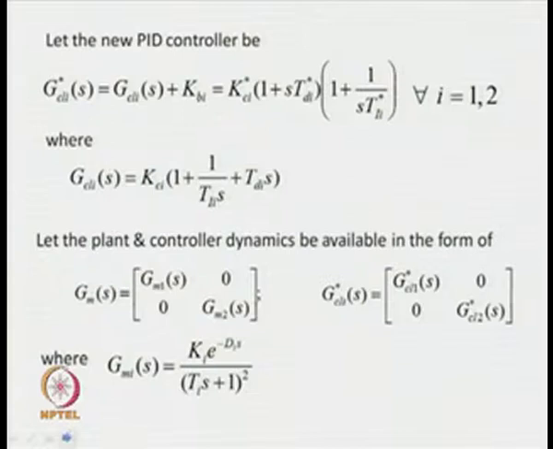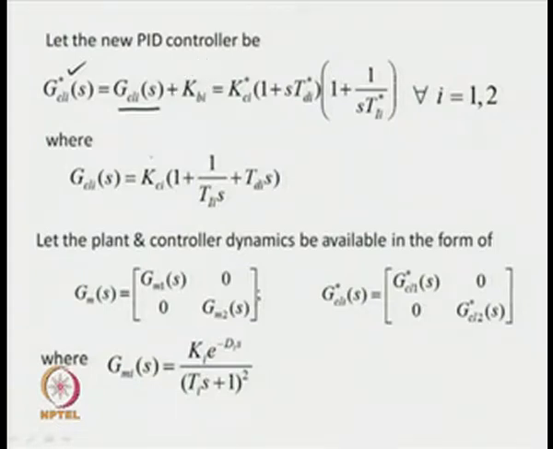Let us assume the new PID controller, which is now available in the form of a series PID controller, be given by GCLi(s) star is equal to GCLi(s) plus KBi. Please note that KBi, the proportional controllers, are added, thus giving us the new PID controller. GCLi(s) represents the parallel PID controller, whereas the KBi are nothing but the proportional controllers.